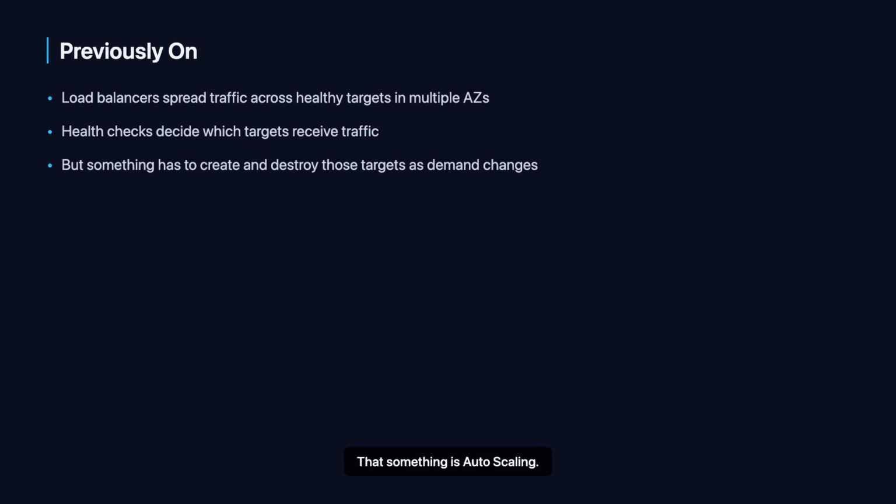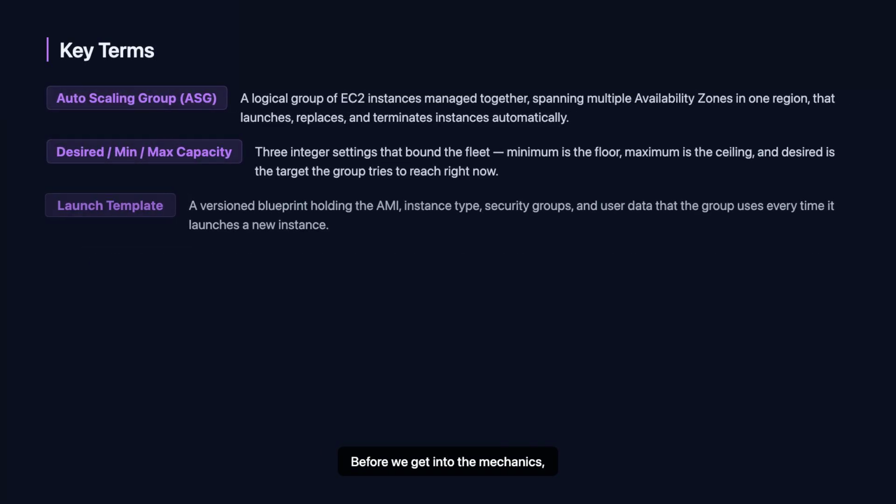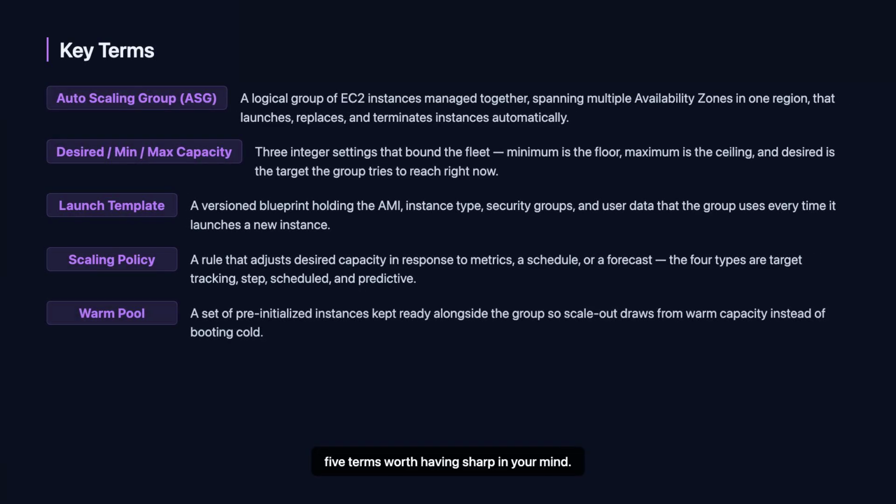That something is auto-scaling. Before we get into the mechanics, 5 terms worth having sharp in your mind. First, the auto-scaling group itself, a managed fleet of EC2 instances that spans multiple availability zones within a single region, launching and retiring instances on your behalf. Inside that group, 3 numbers govern the fleet size: a minimum that sets the floor, a maximum that sets the ceiling, and a desired capacity that tells the group where to aim right now.